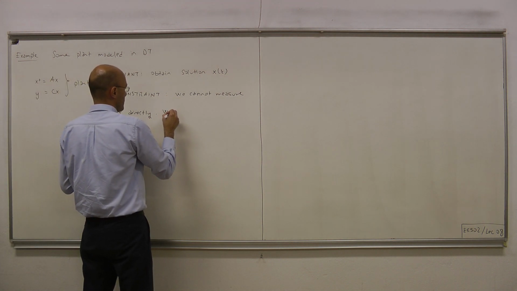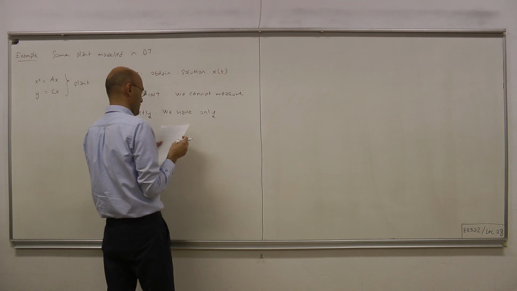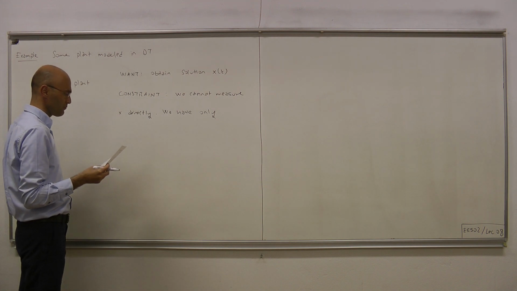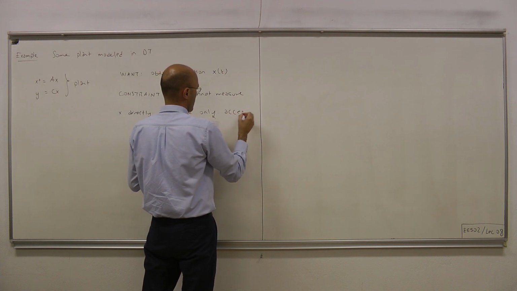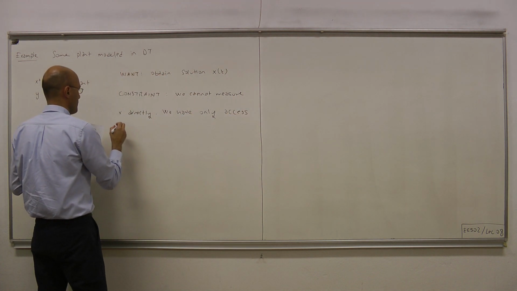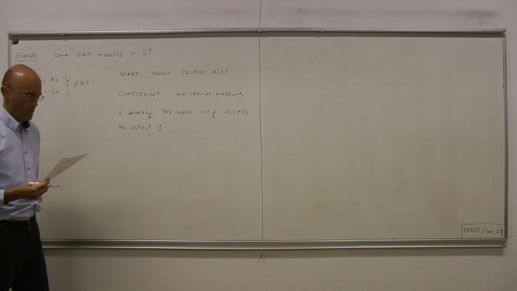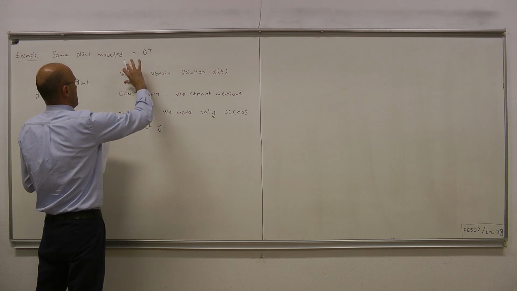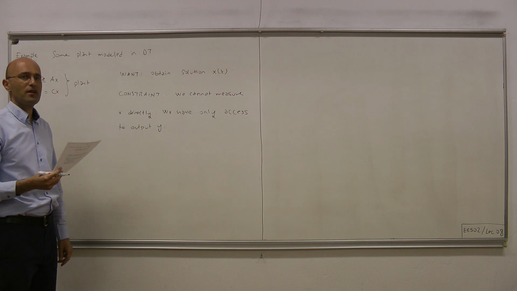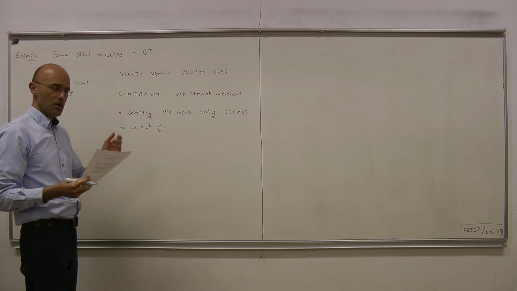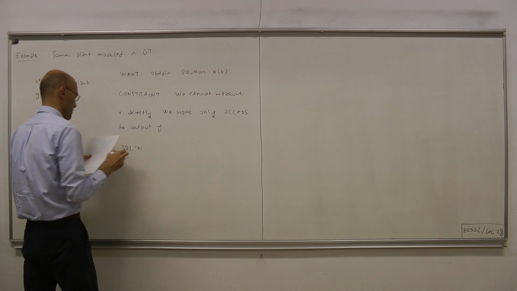We have to do what we want to do through the output. In other words, we have only access to the output y. Now, if we achieve this goal under this constraint, usually what we do is we construct an observer, if certain conditions are satisfied.